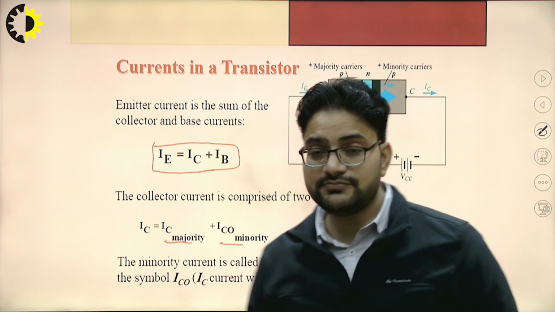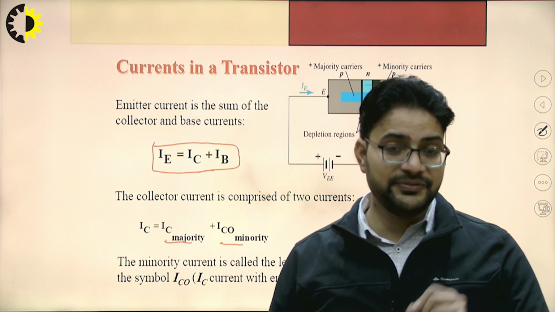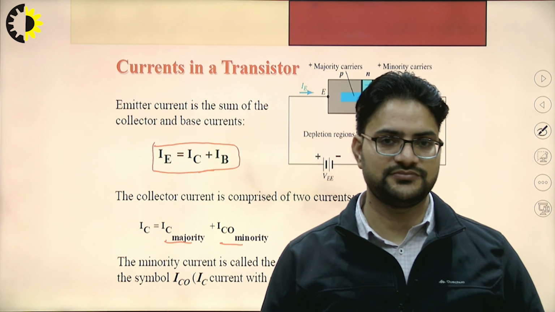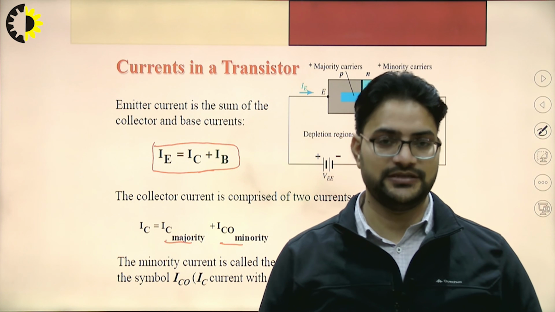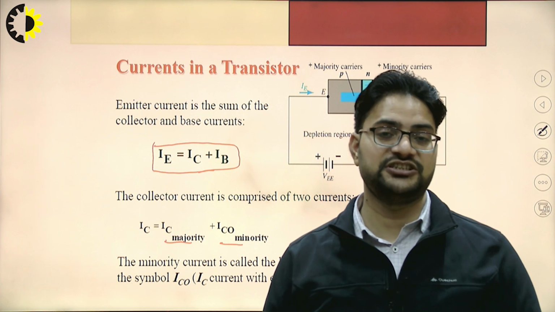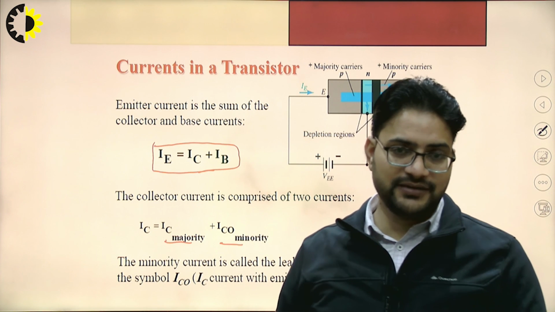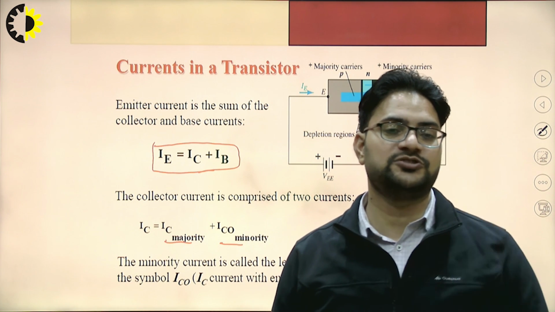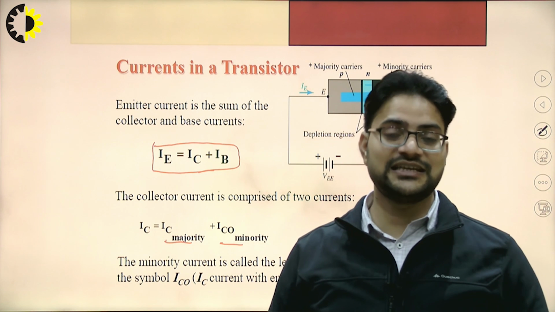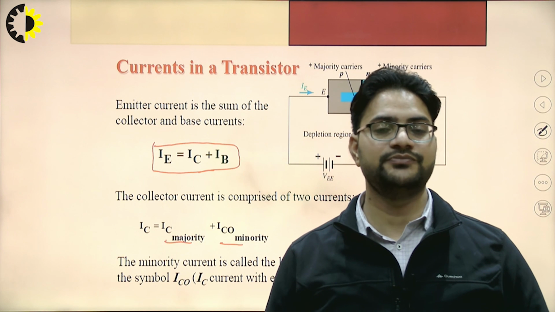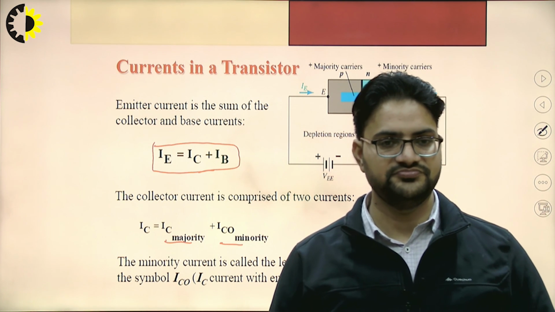This minority charge carrier current is a temperature dependent parameter. So we should keep this as low as possible during manufacturing, because it may lead to less thermal stability of the circuit or system.